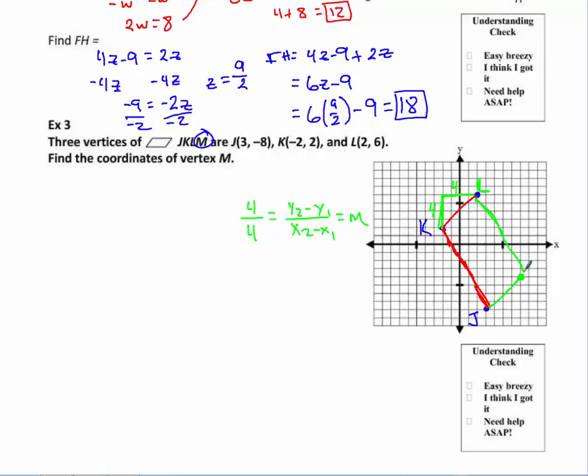Not very straight, but you get the idea, and that point is 1, 2, 3, 4, 5, 6, 7, 1, 2, 3, 4. So M is 7, negative 4.